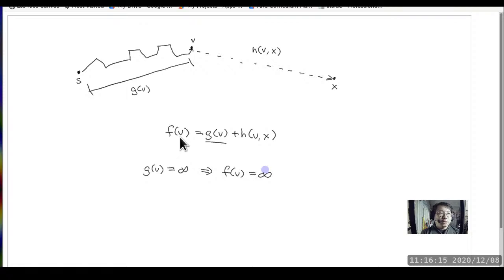F of V is a value such that if you find any path from vertex S, the starting point, through the midway point V to the destination X, that path is going to be at least f of v long because of the definition of g and h. Is that part okay? Does everybody kind of grasp that part?